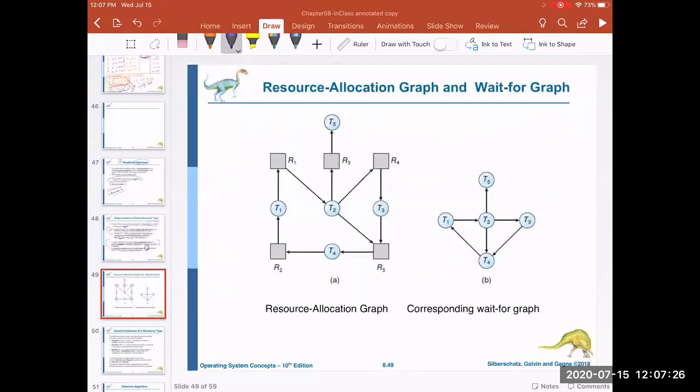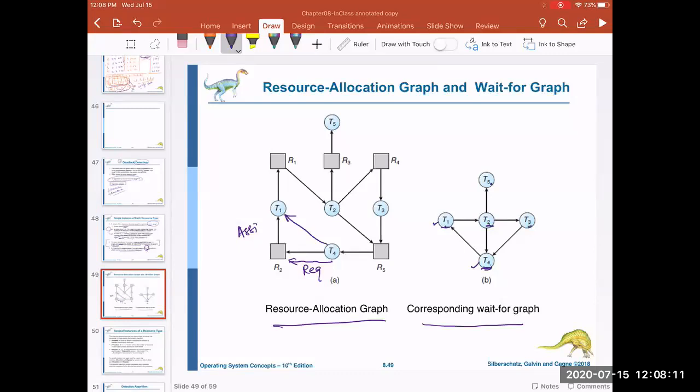Now this is a resource allocation graph, and this is the corresponding wait-for graph. What has been done is, T4 is having a request edge, and this is an assignment edge. This has been replaced basically by a wait edge. So T4 is waiting for T1. The resources are removed, only edges are left. So T4 is waiting for T1 to release the resource. T1 is waiting for T2 to release the resource. T2 is waiting for T5. Then T2 is waiting for T3, and T3 is waiting for T4.